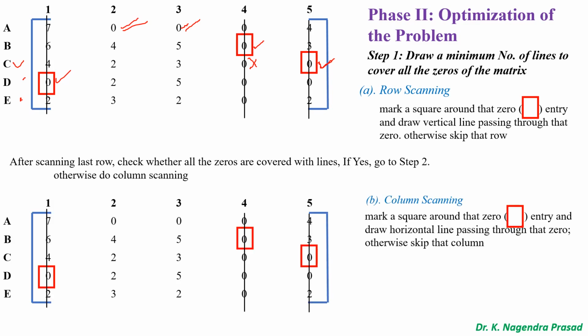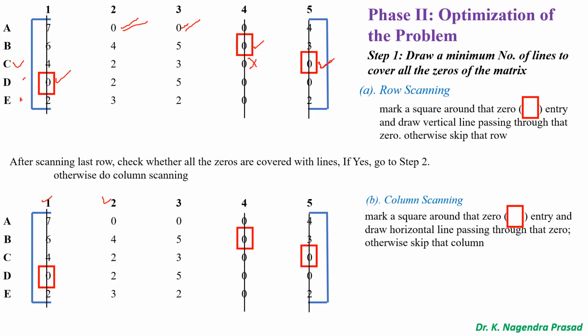In the column scanning, first we observe whether there is exactly one 0. Then we mark a square around the 0 and draw a horizontal line passing through that 0. Otherwise, we skip that column. So first we observe the first column. The first column was already removed. Then we go for the second column.